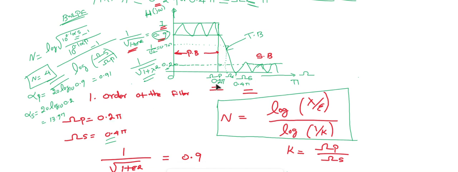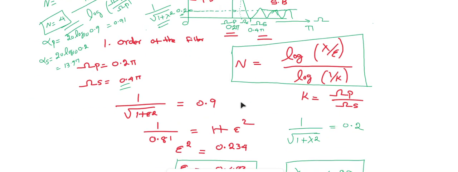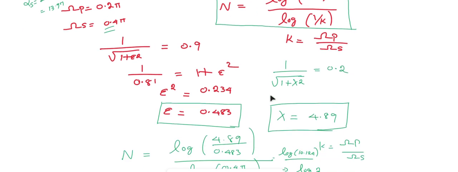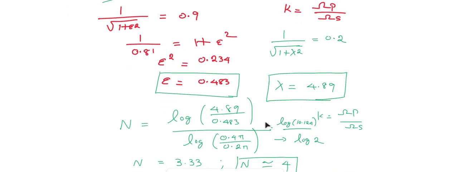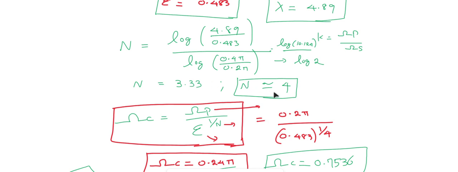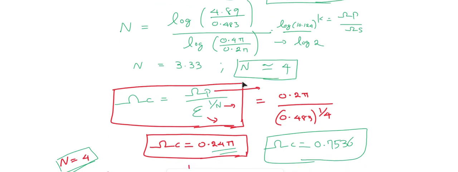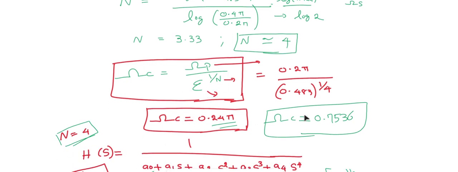The passband edge frequency omega p and the stopband edge frequency omega s are given. By using these, determine the epsilon and lambda values, substitute and compute the value of the order of the filter, which is approximately 4. Once you find n is equal to 4, you can determine the poles, and determine the stability by using the kth pole and the angle of the kth pole. And omega c can be determined by using this formula, omega p by epsilon to the power 1 by n. So omega c can be determined.